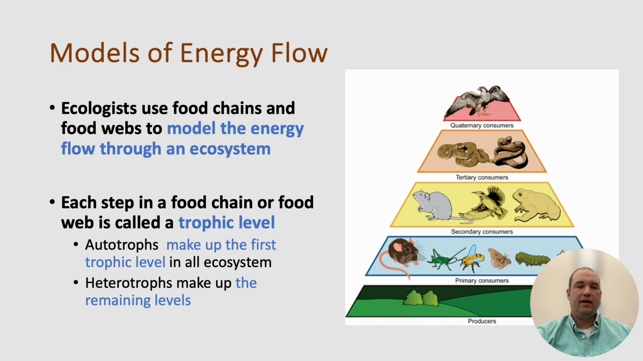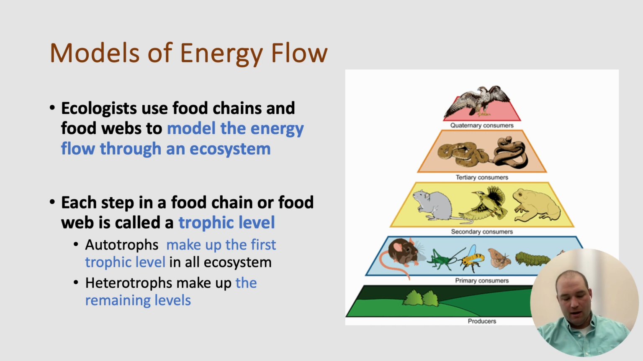So to model the energy flow through an ecosystem, we build what's known as a food pyramid to help us model these interactions. Each step in a food chain or a food web is called a trophic level. So for example, the producers produce the energy from the sun. Those are then eaten by the primary consumers, who are then eaten by the secondary consumers, who are then eaten by the tertiary consumers, who are then eaten by the quaternary consumers. Each one of these levels is a trophic level.